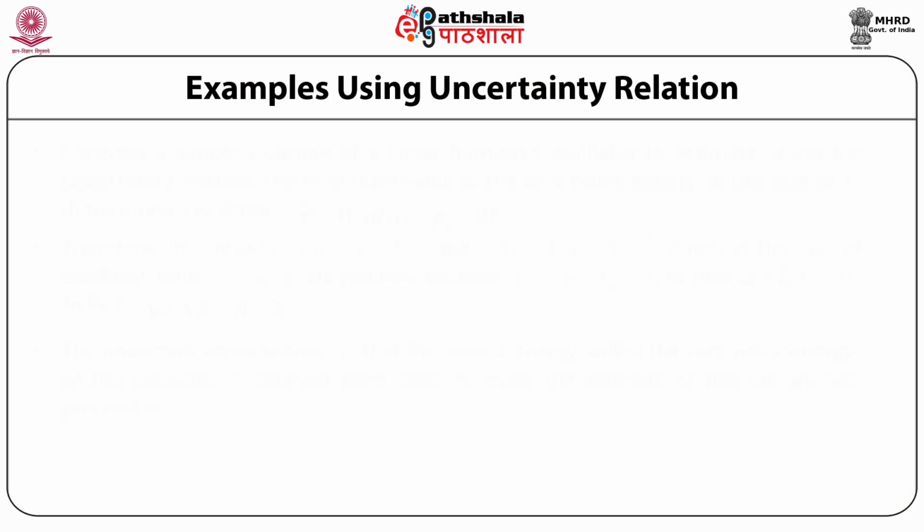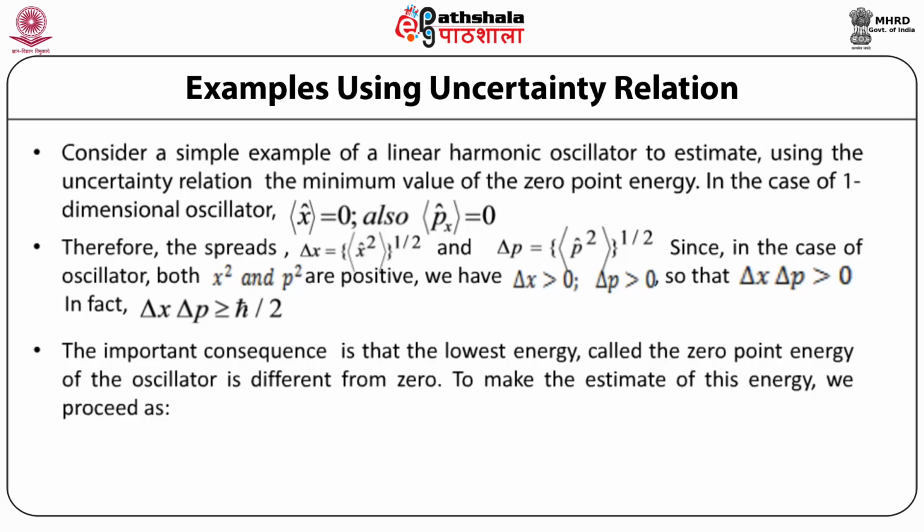Examples using uncertainty relation. Now let us consider a simple example of a linear harmonic oscillator to estimate the minimum value of the 0-point energy using the uncertainty relation. So, to take a simple case of a one-dimensional harmonic oscillator, let us write the expectation value of the position operator, that is operator x, and this turns out to be 0. Also, the expectation value of the x component of the linear momentum operator, that is the expectation value of the operator px, also turns out to be 0.